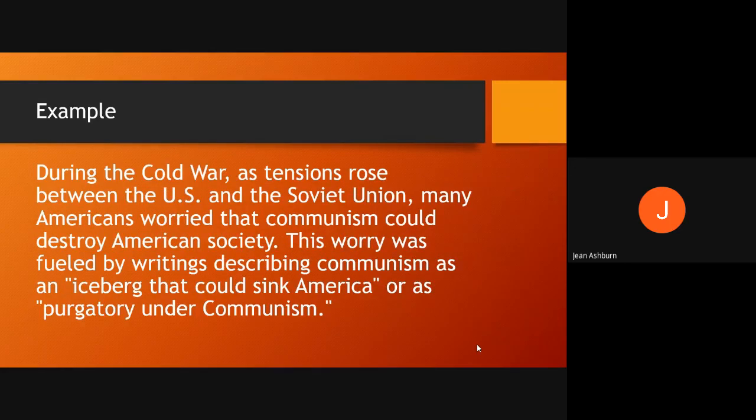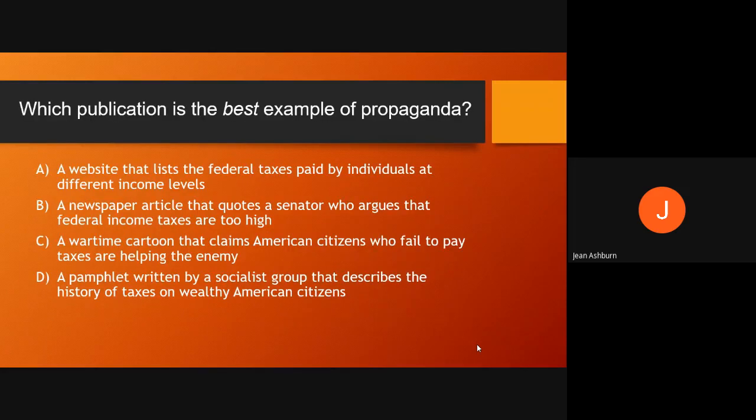For example, during the Cold War, as tensions rose between the United States and the Soviet Union, many Americans worried that communism could destroy American society. This worry was fueled by writings describing communism as an iceberg that could sink America, or as purgatory under communism. Which publication is the best example of propaganda?